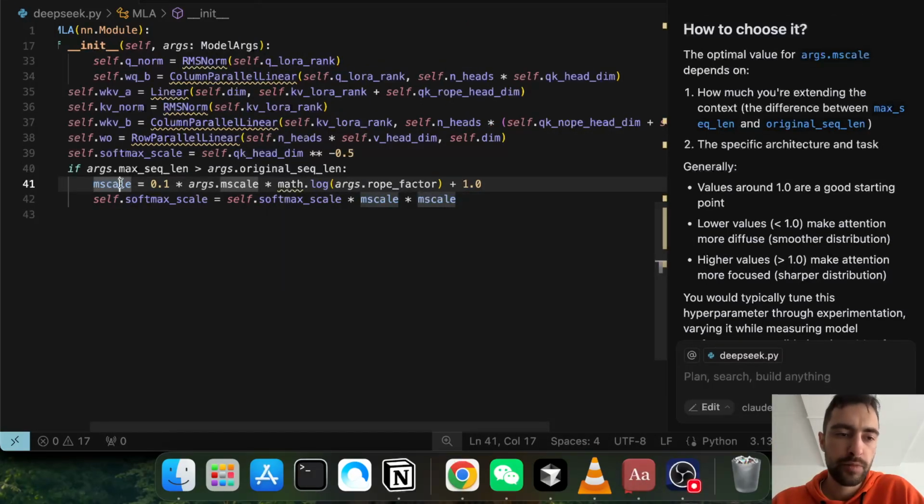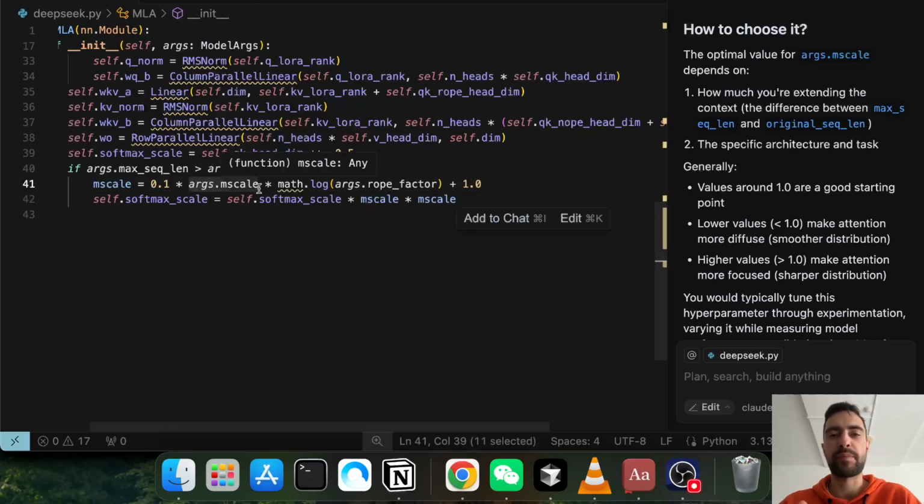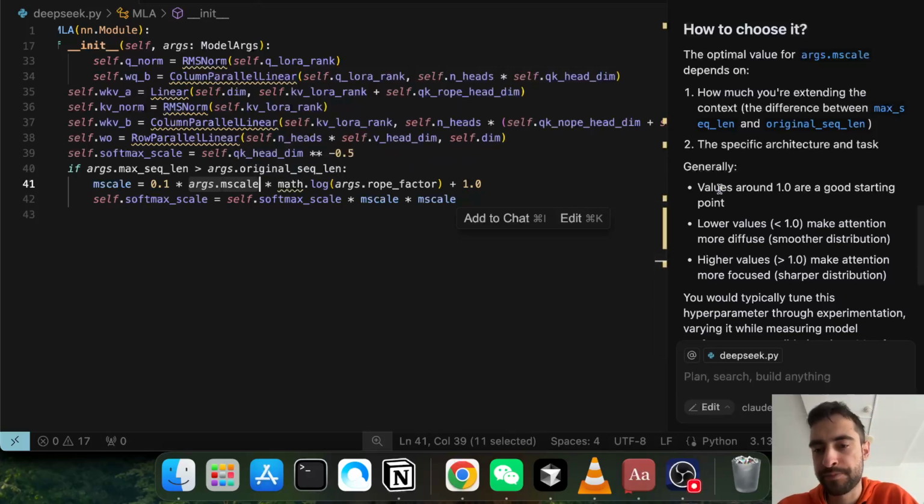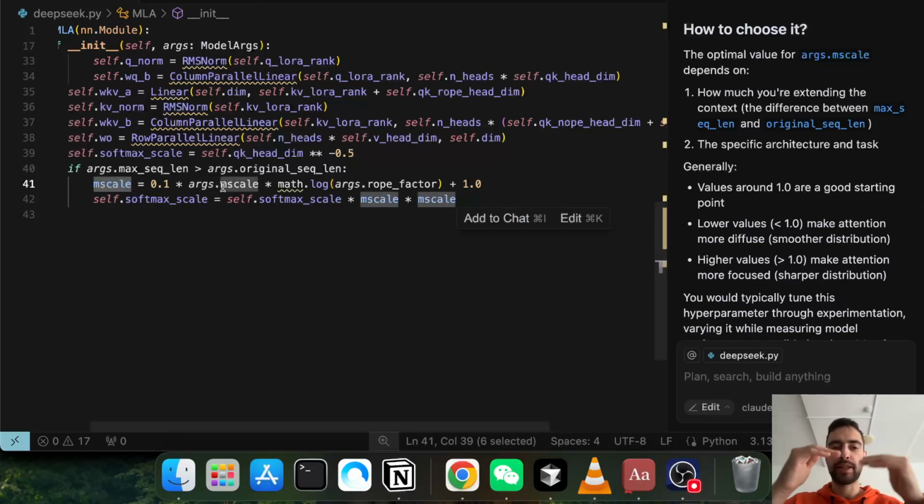Then in this formula of m scale, we also have this args m scale. So this is a hyperparameter that you choose when defining the model. So here, values around 1 are a good starting point. Lower values, less than 1, make attention more diffuse, so it makes everything more similar. And higher values make attention more focused or sharper. So we would choose higher values here because we want to sharpen the attention, because they get diffused with the changing in the context window.